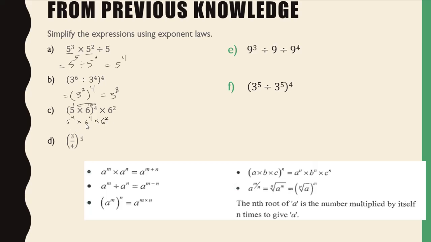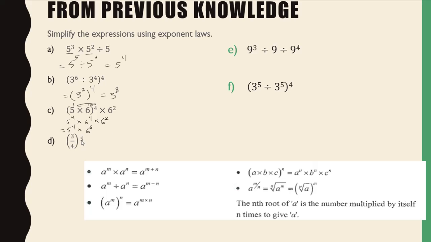Now these are different bases, 5 and 6, so we can't do anything there. So that 5 is going to stay the same. But here we have the same base of 6 and multiplication, so we add 4 plus 2. And so we get 6 to the power of 6. All right, our next one.